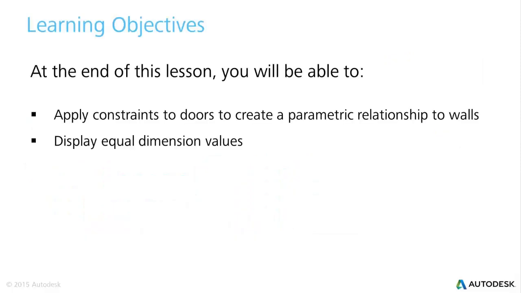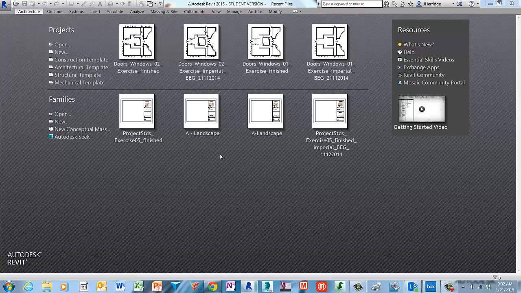Let's review the learning objectives for video 3. At the end of this lesson, you will be able to apply constraints to doors to create a parametric relationship to walls to capture design intent. And then we'll also take a look at how to reveal the actual dimension values when you use the EQ functionality for dimensions. With that, let's get started.